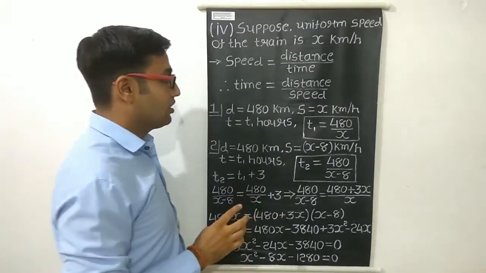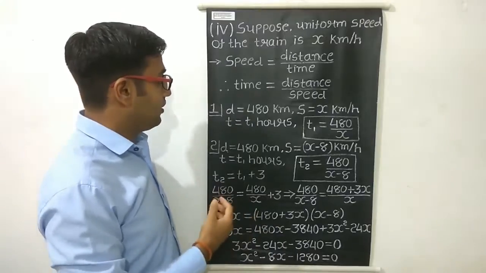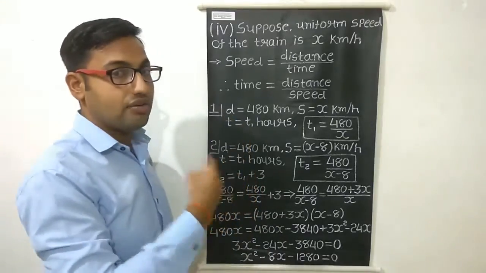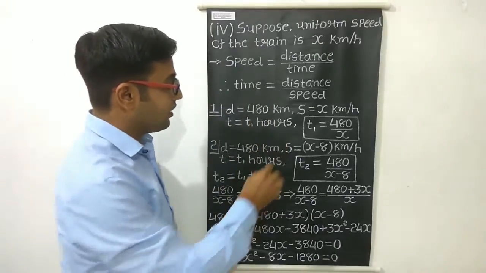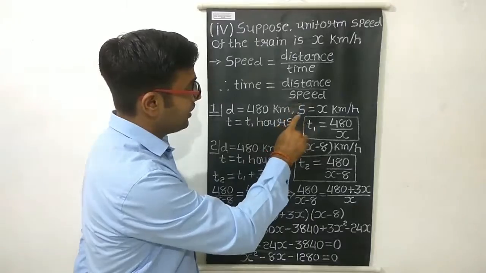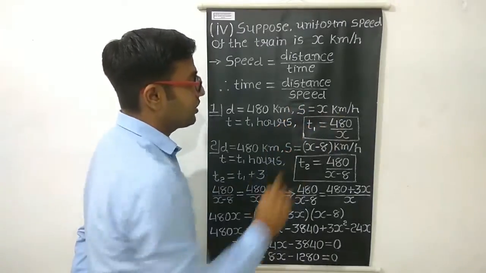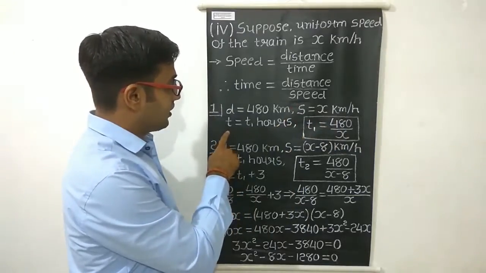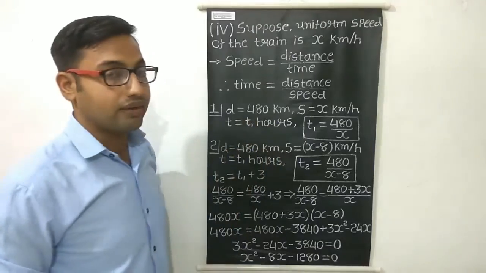Now the first scenario given in the question: the train covers the distance of 480 kilometer. For that, the speed of the train we will represent as s is equal to x kilometer per hour. And let's suppose the train takes t is equal to t1 hours of time.